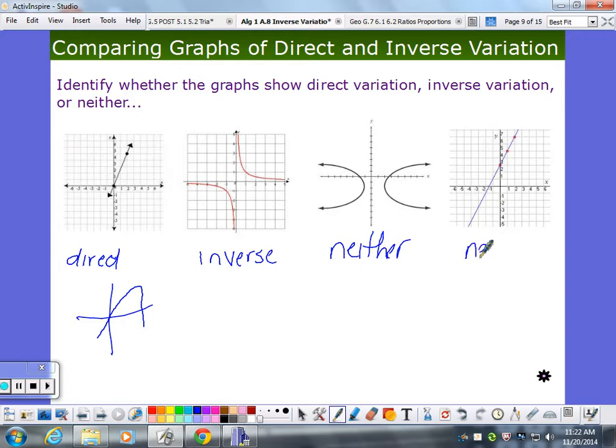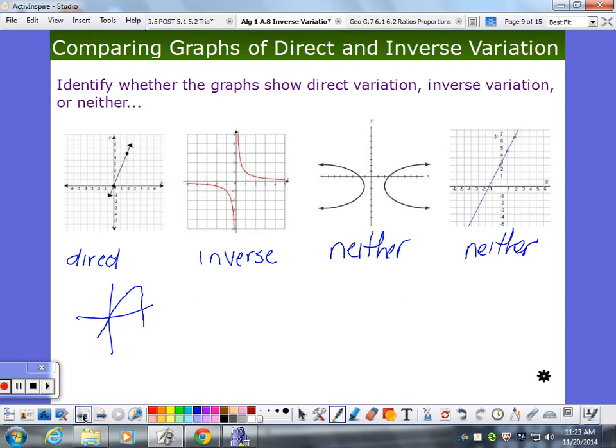Why is this one not a straight line? Why isn't this a direct variation? Why not? It's not going through the origin. Not going through the origin. And it's not an inverse because it's crossing the axis. Right, and it's not a hyperbola, right? Exactly. So just by looking at a graph, we can tell what they are.